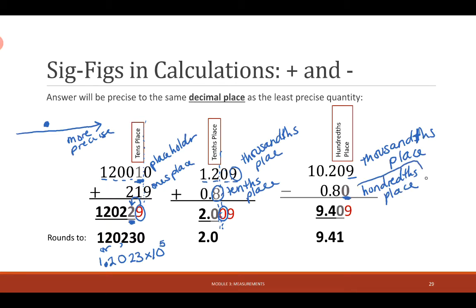The hundredths place is farther to the left, and so we're going to have to round to the hundredths place. That 9 tells us we round up, and so we report our answer as 9.41.